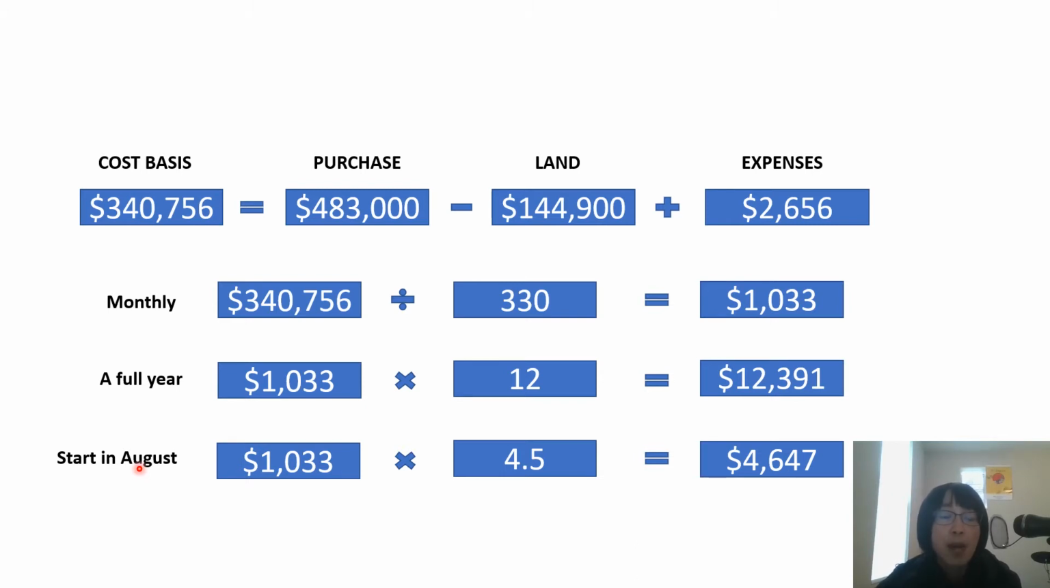No matter on which day in August you start to rent your house out, August is going to be counted as half a month. This is what we call a mid-month convention. And then September, October, November, December, that's another 4 months. This adds up to 4.5 months for this year. And your depreciation this year is going to be the monthly value multiplied by 4.5 months. And this is going to be the final number.